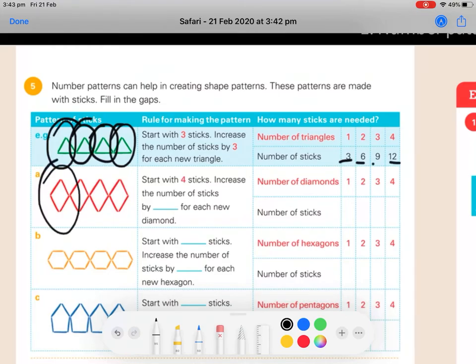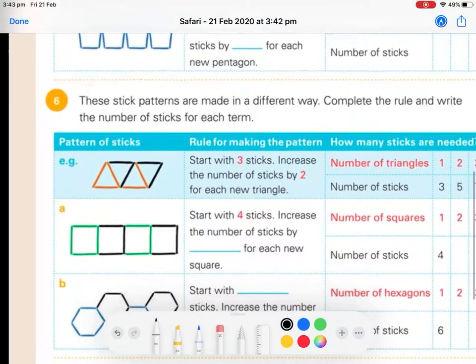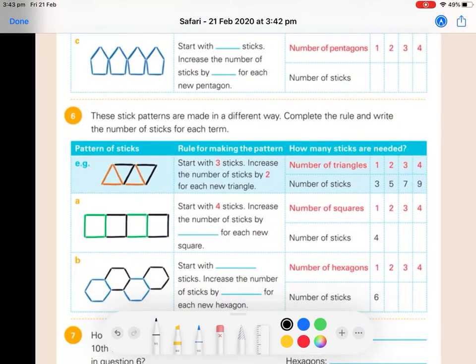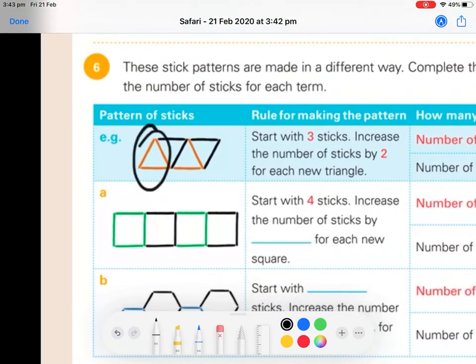Okay, this one starts with 4. It's increasing by 4 each time. So we've got 4, then we've got 8, and so on and so forth. Same with all of those ones. These ones are a little bit different. These stick patterns are made in a different way. Complete the rule and write the number of sticks for each term.